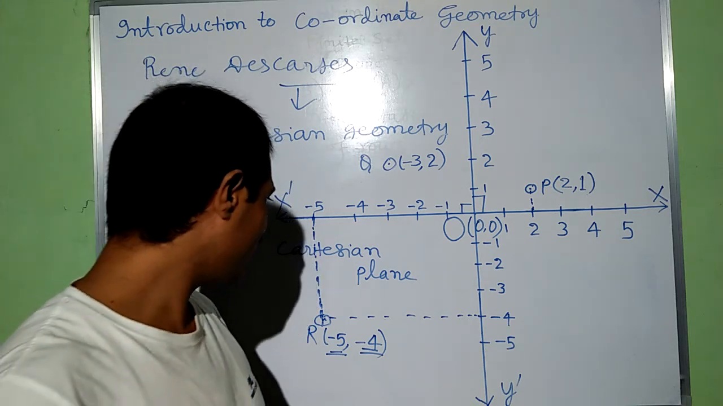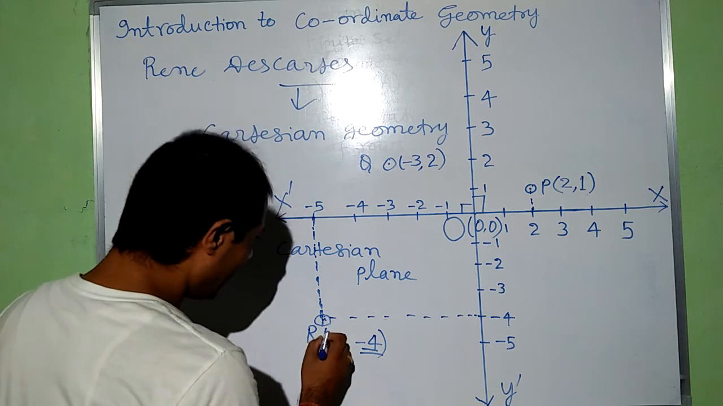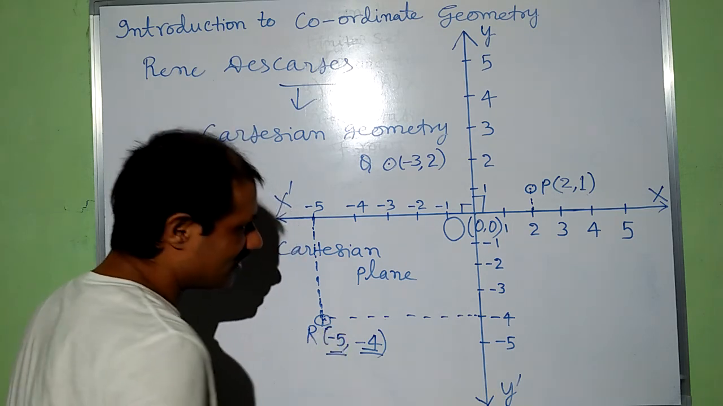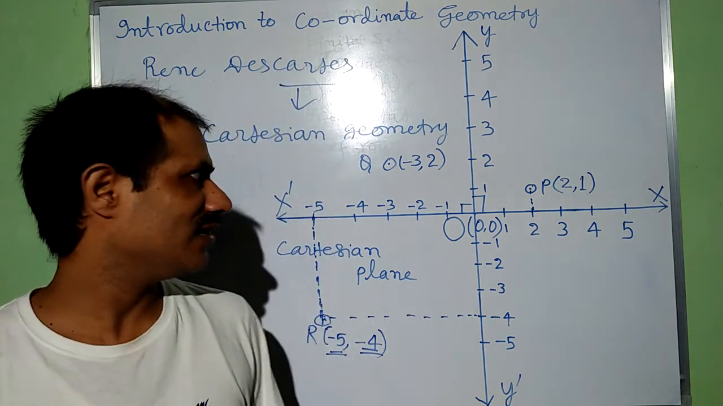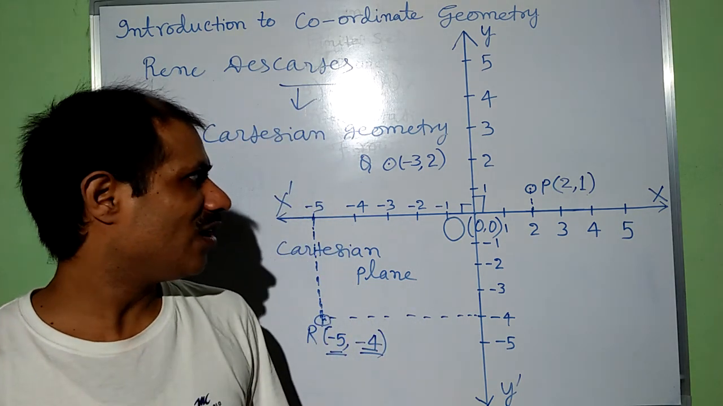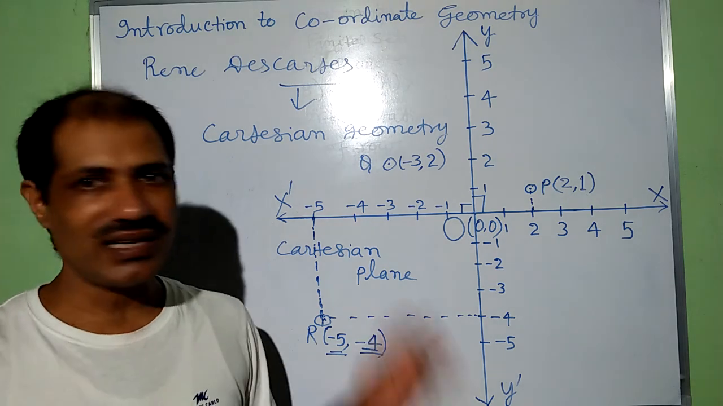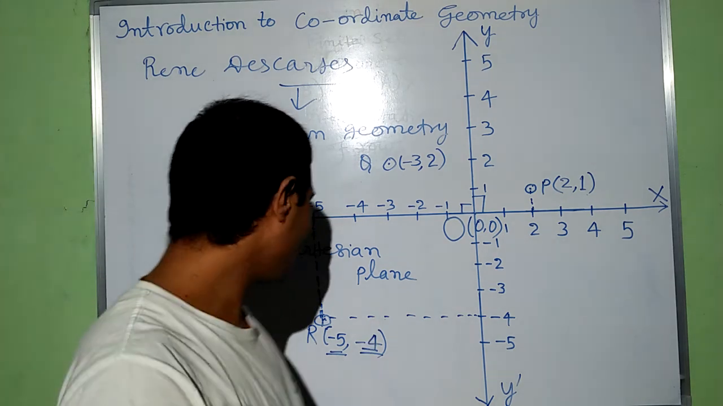With the help of ordered pairs, we can find the distance between 2 points with the help of the distance formula. We can find the area of a triangle drawn in this Cartesian plane.